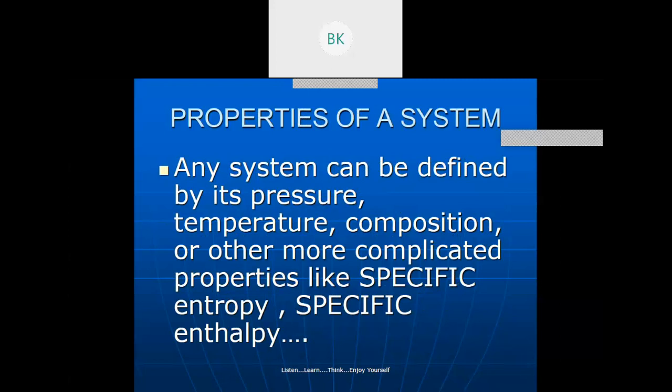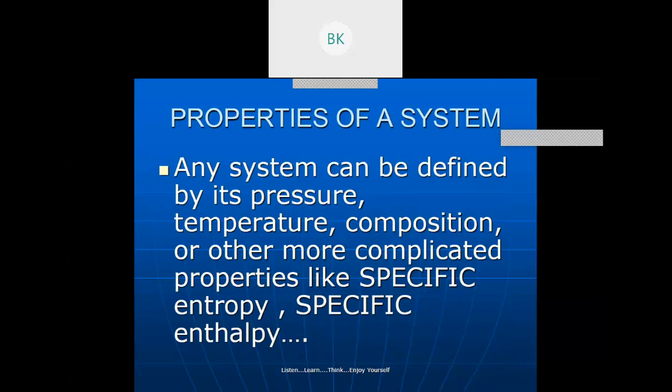Then the next thing is nothing but the properties of the system. We have already seen the definition of the system, so now what are the properties of the system? Any system can be defined by its pressure. That means, what are the different properties? The pressure is one property. The second thing is the temperature. The third thing is the composition, okay, or other more complicated properties like specific entropy and specific enthalpy.